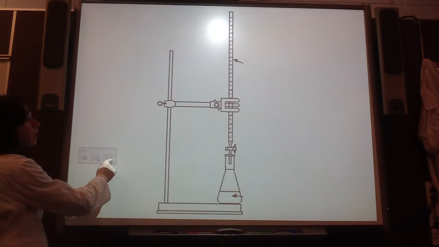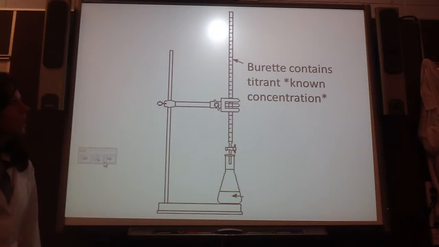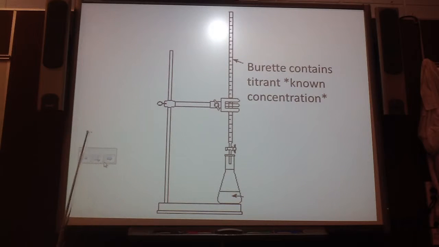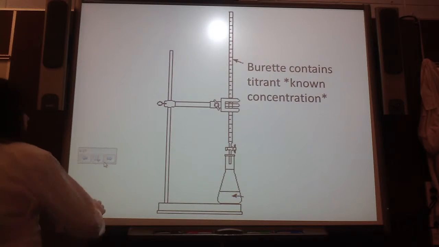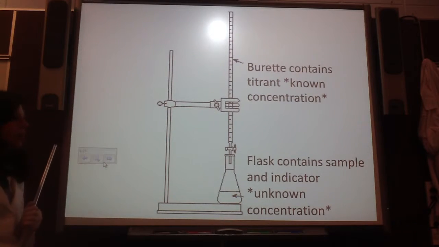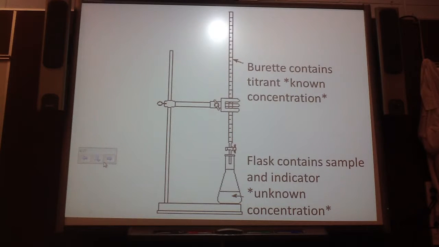So in your diagram now, let's label it. This is the burette. It contains the titrant, which is the known concentration. And down there is the flask, contains a sample and an indicator, the unknown concentration.